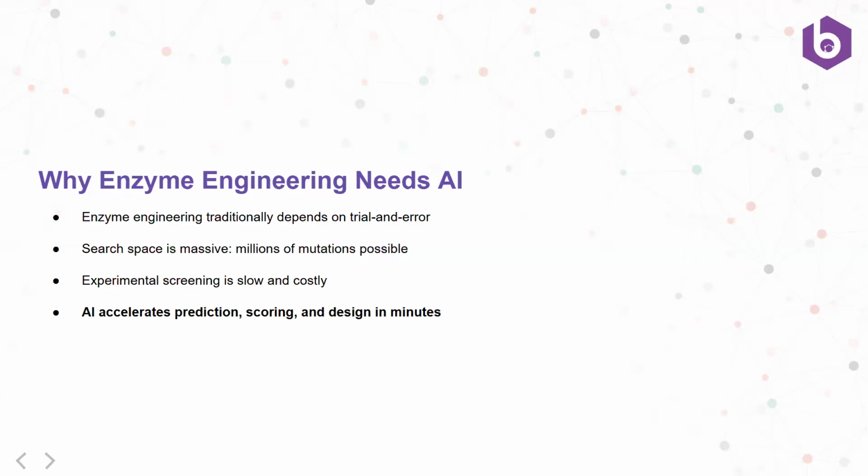This is exactly where AI makes the difference. AI can rapidly explore this huge search space, and it also scores the mutations and predicts outcomes in minutes that would take months and years in the lab.